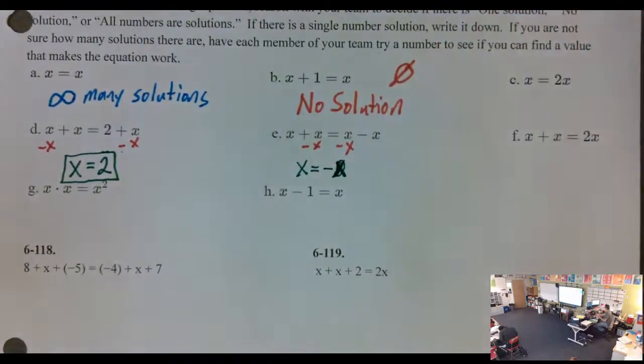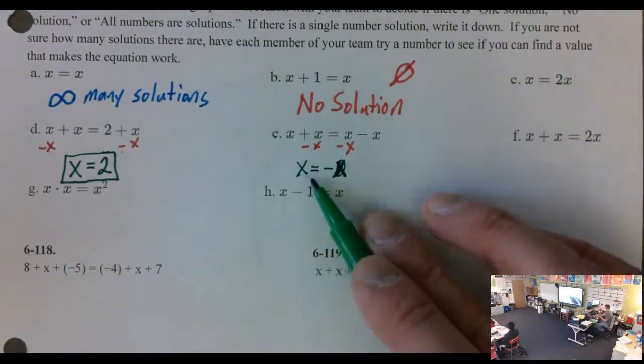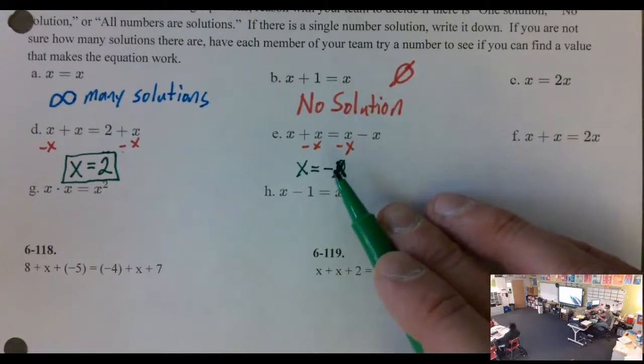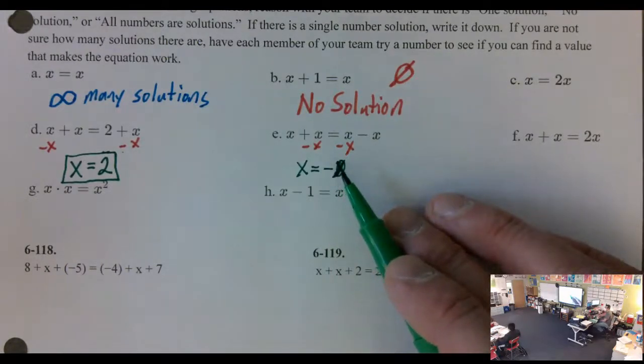No solution. Nah, careful answering real fast. When can a number equal the opposite of that number? Kylie? I guess either when it's divided by a negative. No, or if it's 0.